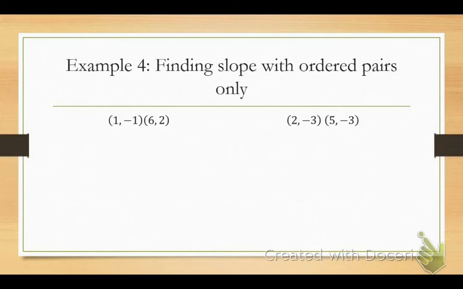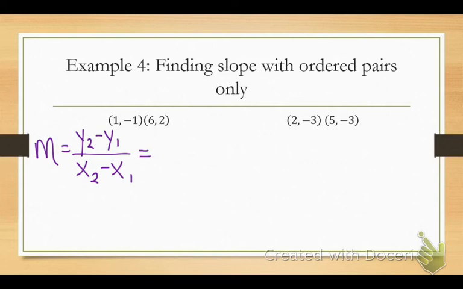So keep going down to example 4. It's at the very bottom of this page. If all I have are ordered pairs, do I have anything to count rise over run? No. Colin, wake up. Do I have anything to count rise over run? So now I need to use my formula for ordered pairs. Here's my formula. I want you to write it down. M equals y2 minus y1 over x2 minus x1.